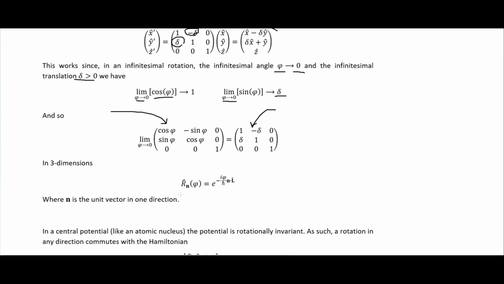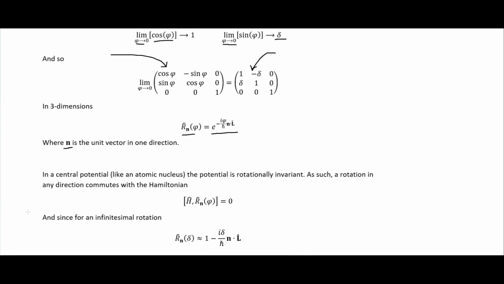And so we can think about this in 3 dimensions. We do a rotation in 3 dimensions that, from above, we already know is our exponential here. We have this n, which is just sort of telling us which direction we are doing this rotation in.